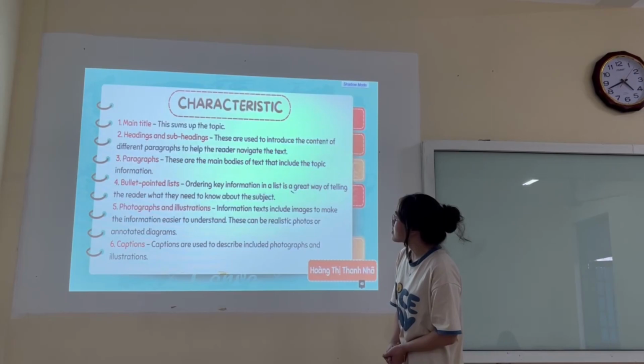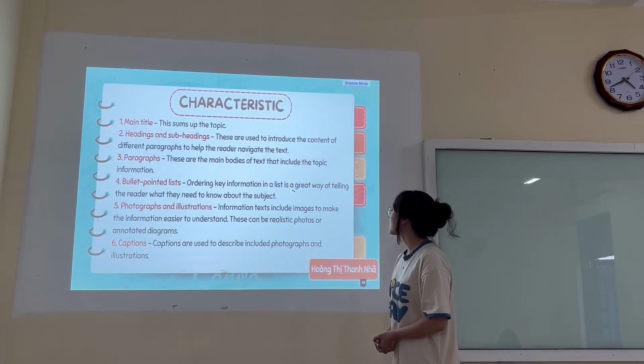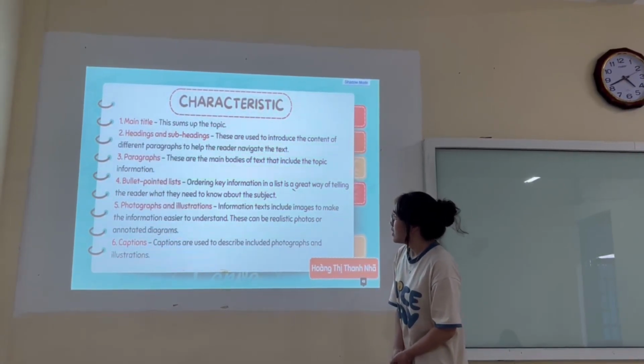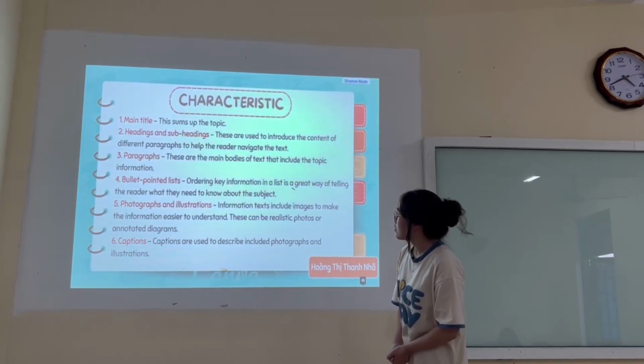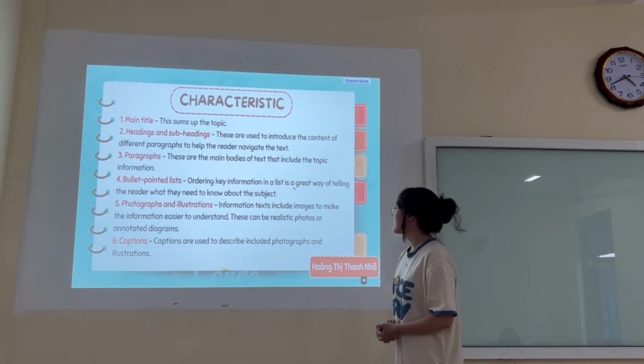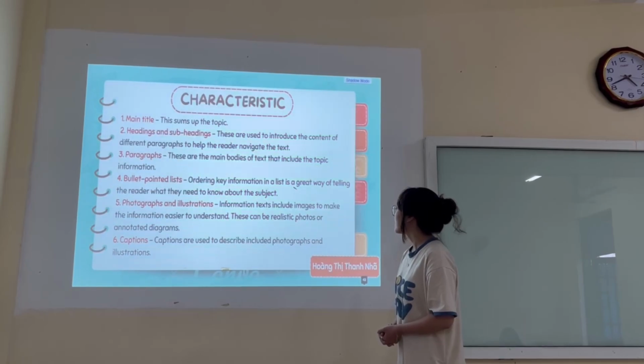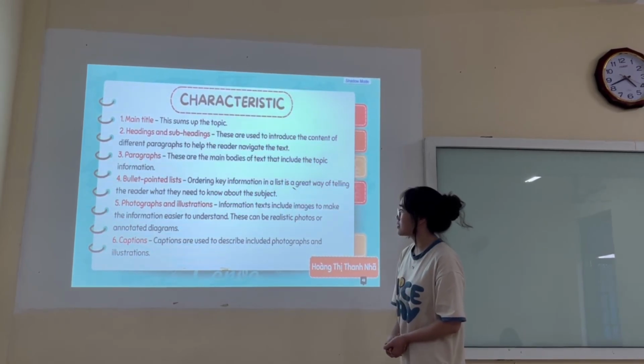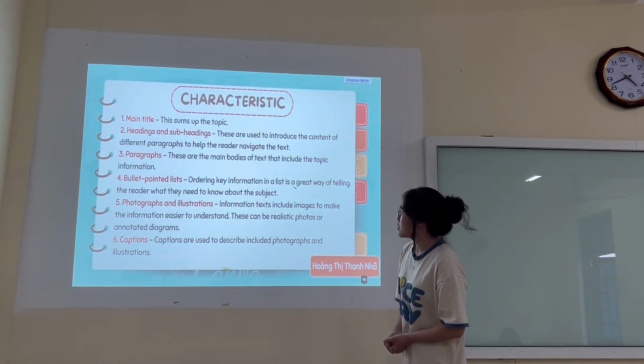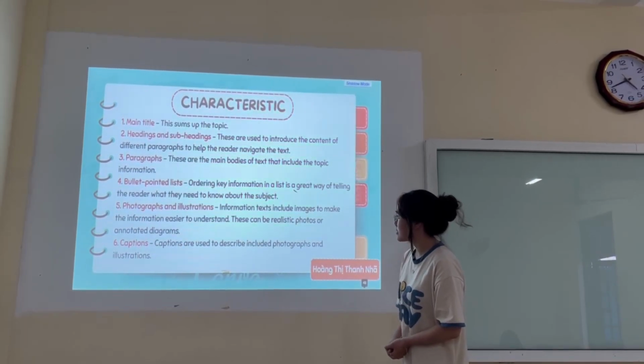Paragraphs. They are the main body of text that include the topic information. Bullet pointed list: ordering key information in a list is a great way of telling the reader what they need to know about the subject.